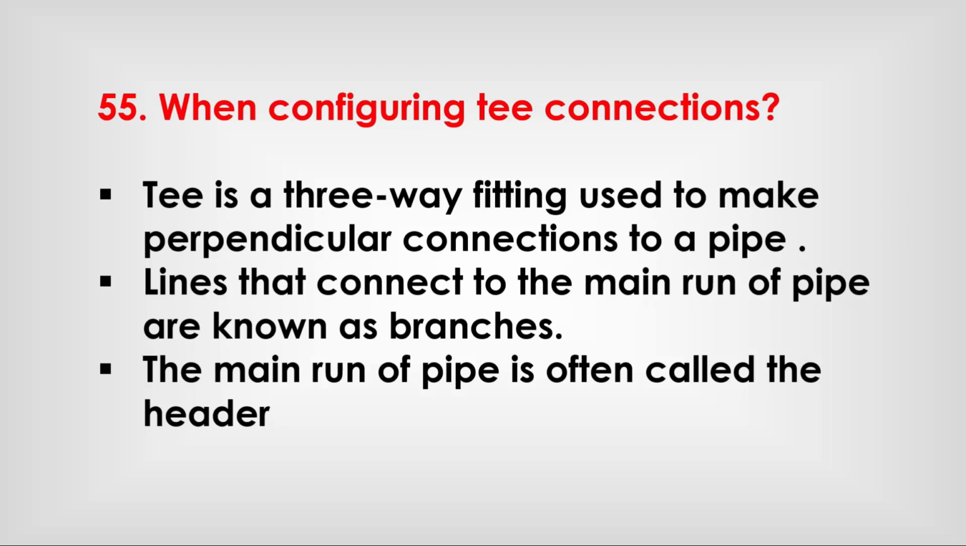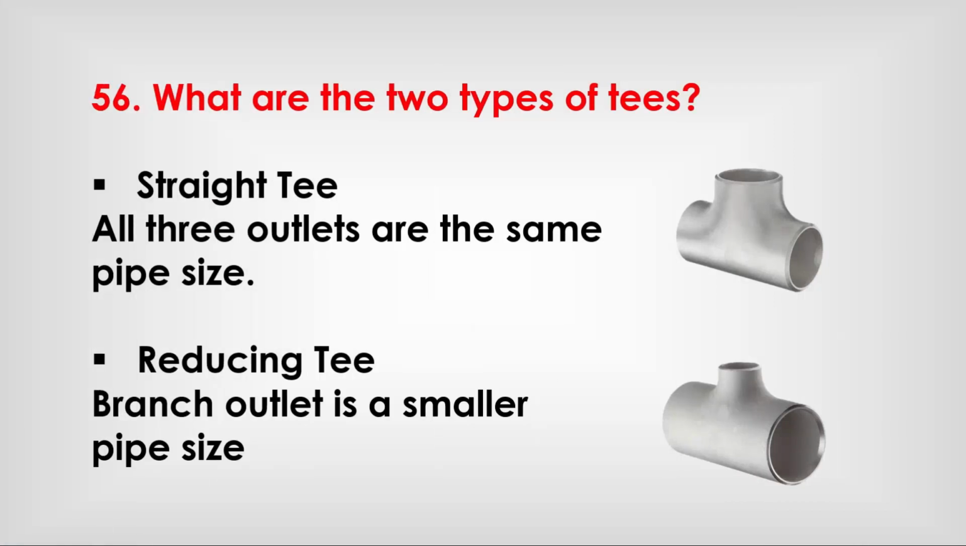When configuring T connections, a T is a three-way fitting used to make a perpendicular connection to a pipe. Lines that connect to the main run of pipe are known as branches. The main run of pipe is often called the header. What are the two types of T's? Straight T, all three outlets are the same pipe size. Reducing T, branch outlet is smaller pipe size.